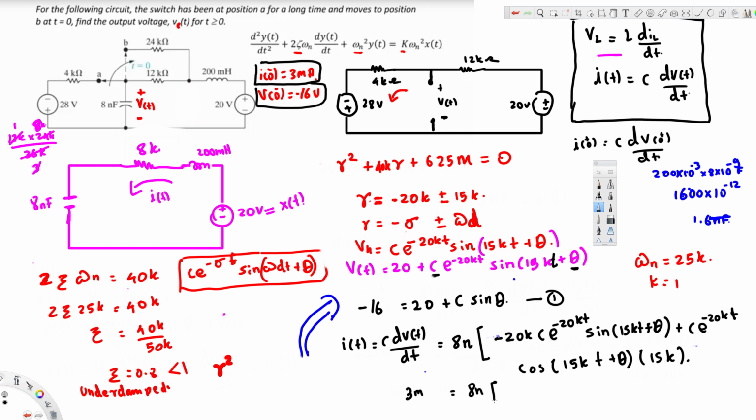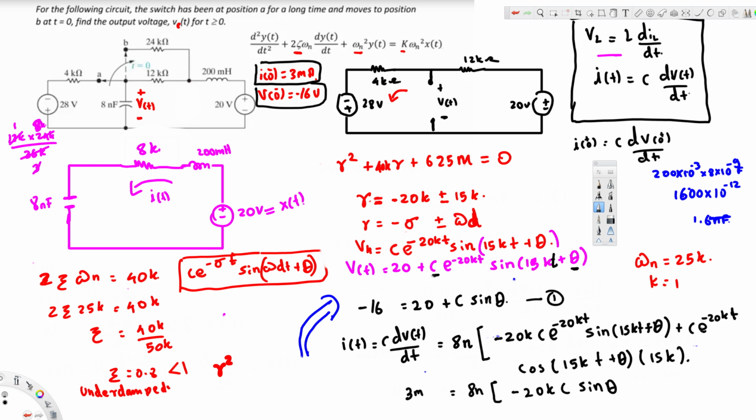And if we plug 0 for these t values, this negative 20k remains, and this C remains, and this e power negative 20kt is going to become e power 0, because the time is equal to 0. E power 0 is just 1, so we don't have to write this one, right? And also sin(15kt), kt is going to become 0 because of t = 0, so we will end up with sin theta.